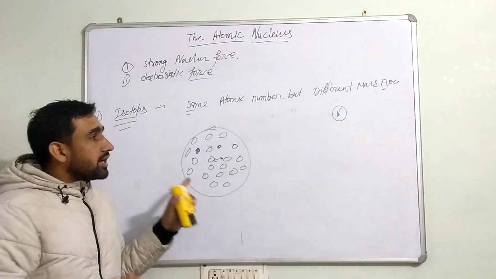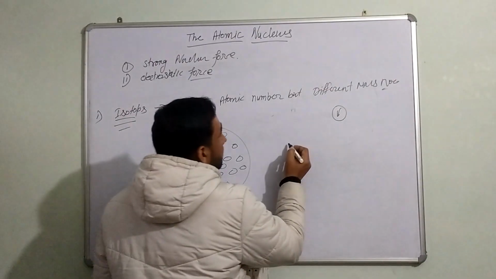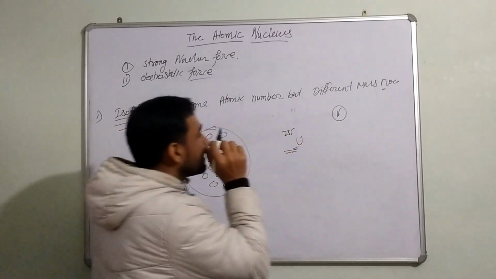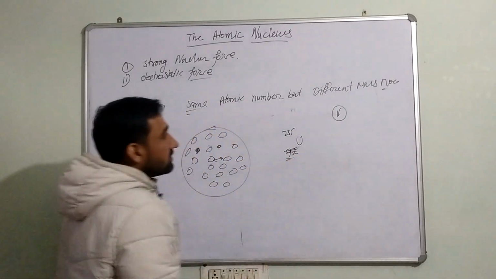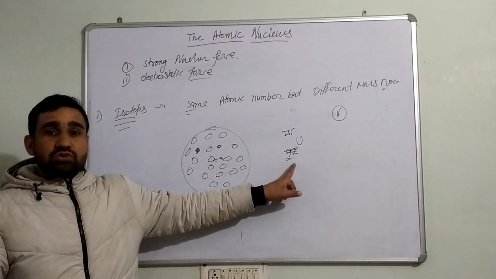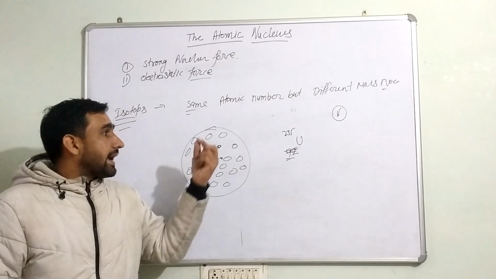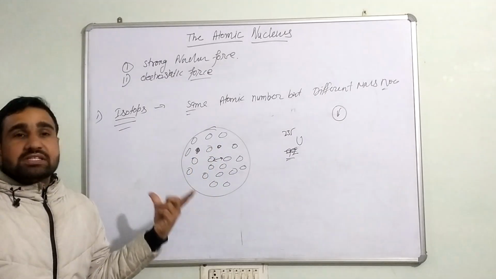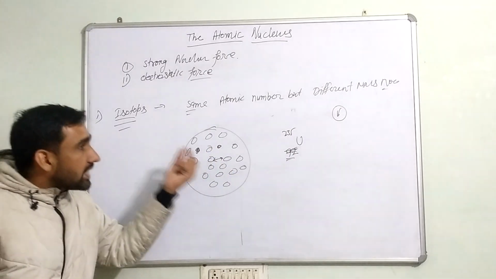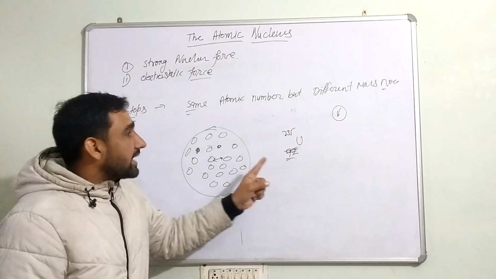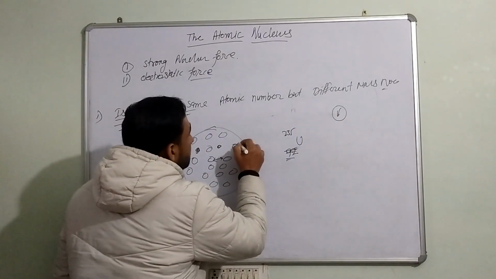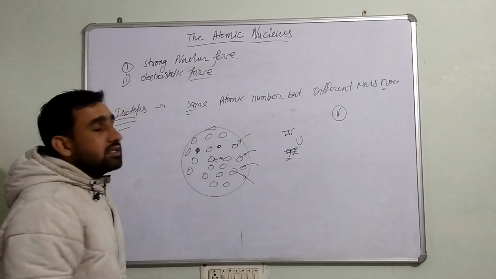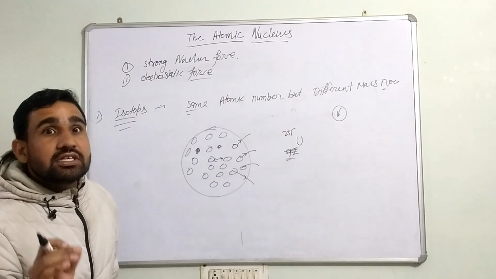So if we see uranium-235, 92 uranium 235, we see that there are 92 protons. Due to this, the size of the nucleus is increased, the repulsion increases, and the electrostatic force increases. If the electrostatic force is increasing, that's why there is tunneling of protons from the nucleus. So we see radioactivity in that case.